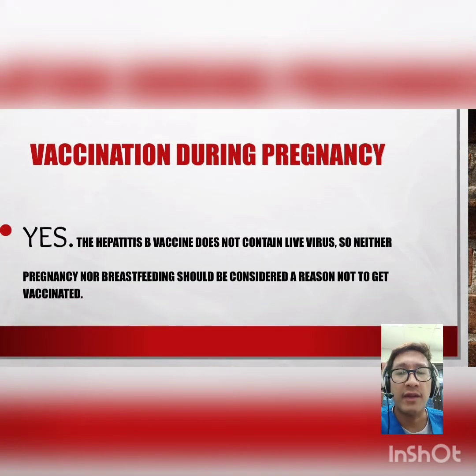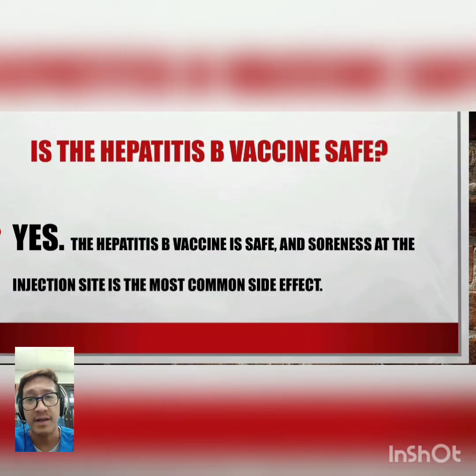Is it safe to give the vaccine during pregnancy? Yes. The hepatitis B vaccine does not contain live viruses, so neither pregnancy nor breastfeeding should be considered a reason not to get vaccinated. Is hepatitis B vaccine safe? Yes, it is safe. Soreness at the injection site is the most common side effect. As with any medicine, there are very small risks that a serious problem could occur after getting the vaccine. The safety of vaccines is always being monitored.